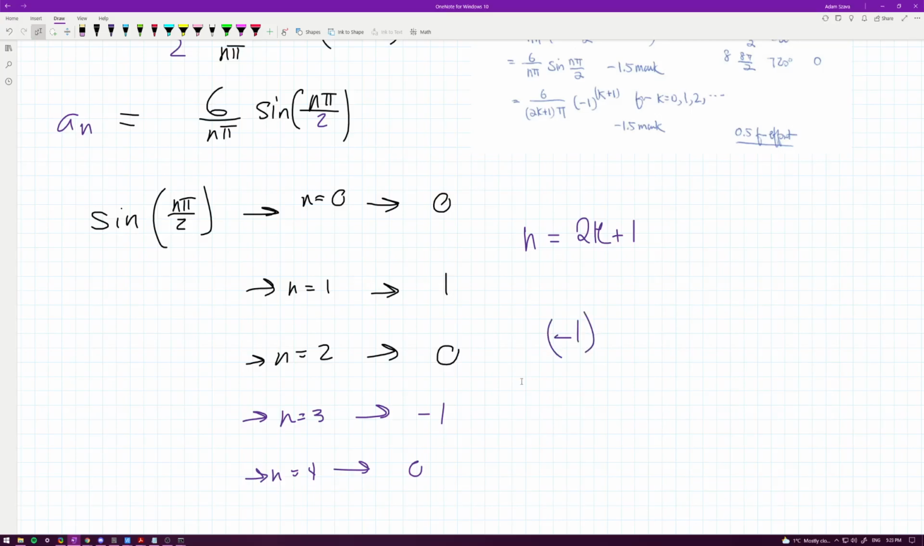1 to the, well, not to the k, because again, if k is 1, k is 1. No, shouldn't that be to the k? Yeah, that should be to the k. Why to k plus 1? If k equals 1, then this is negative 1. And if k equals 1, then n is equal to 3, which is negative 1. So that matches up.